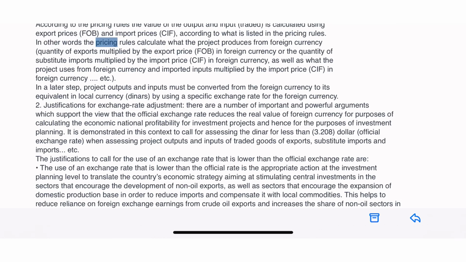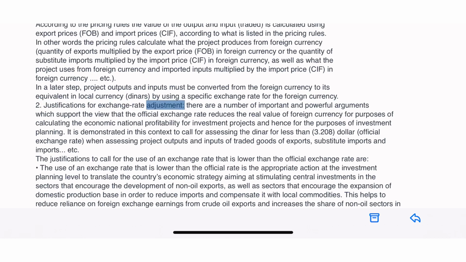In other words, the pricing rules calculate what the project produces from foreign currency: quantity of exports multiplied by the export price, free on board, in foreign currency, or the quantity of substitute imports multiplied by the import price, CIF, in foreign currency, as well as what the project uses from foreign currency, imported inputs multiplied by the import price, CIF, in foreign currency, etc. In a later step, project outputs and inputs must be converted from the foreign currency to its equivalent in local currency, dinars, by using a specific exchange rate for the foreign currency too.